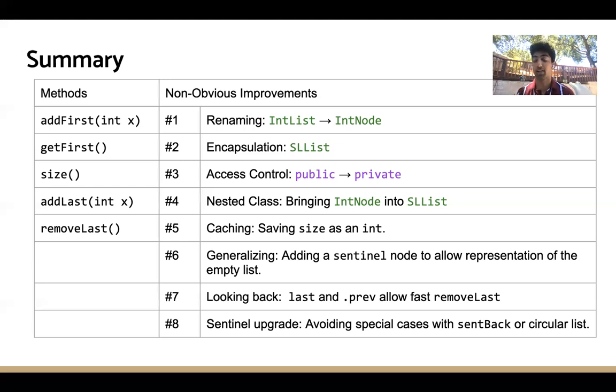Now, the last 2 changes involve the DLList. The first one is we want to support really fast operations at the end, or the last node, of our linked list. In order to have these fast operations, we could have a last pointer. And we also need a .prev pointer so that removeLast works. And then finally, we should have a Sentinel upgrade so that our doubly linked list works going in both directions, from start to end. And we recommend the circular approach, just by having one Sentinel.